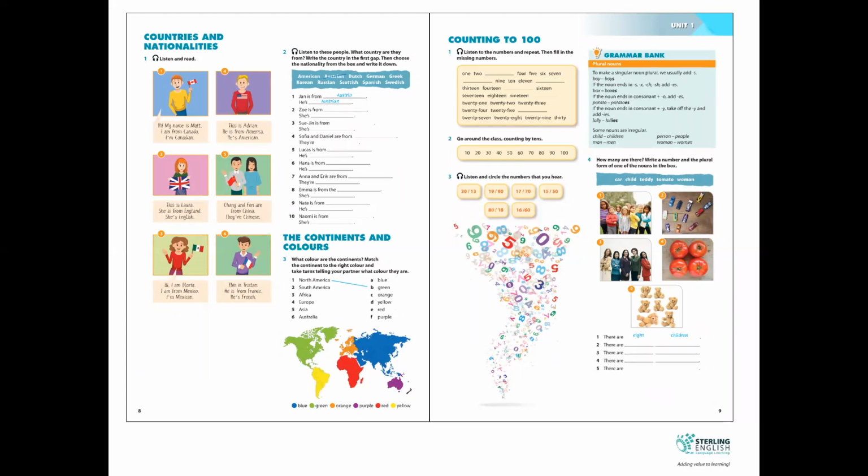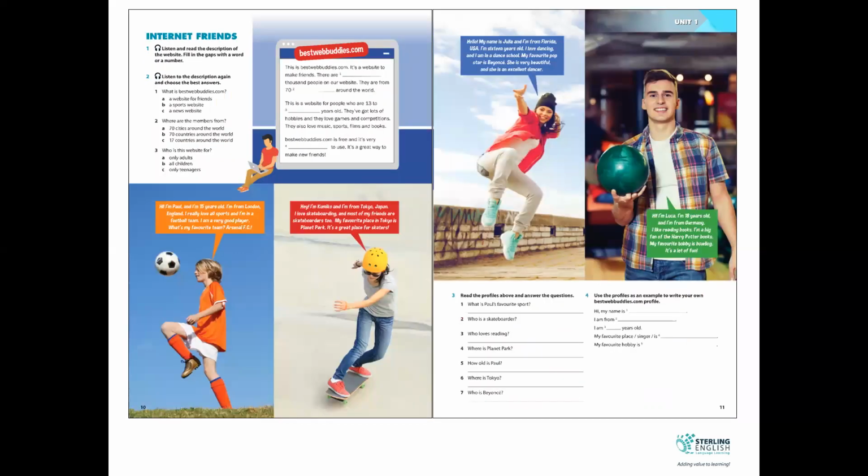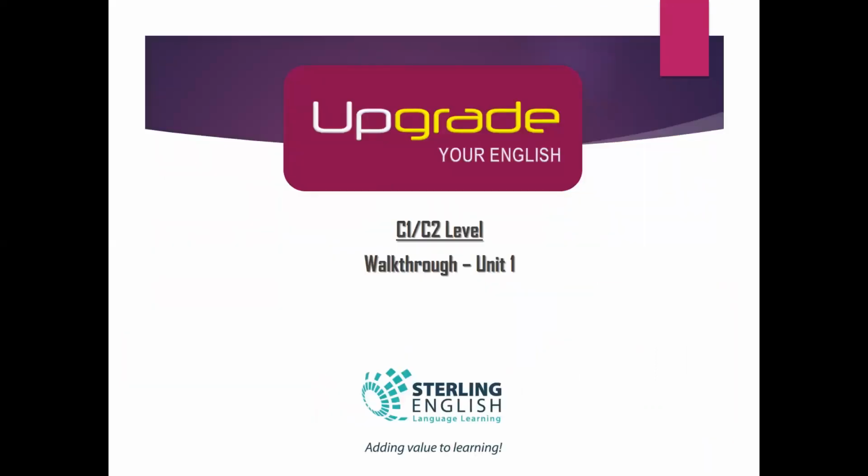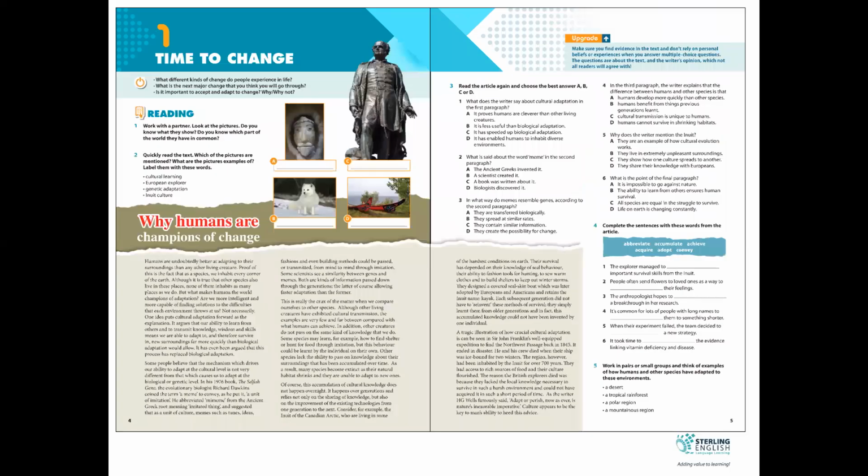Listening activities, counting, listen and circle the numbers. Activities and tasks that encourage learners to develop their critical thinking skills. Images, topics, themes that our students can relate to. Moving on, we are going to take a look at C1, C2 level. Let's take a look at Unit 1.